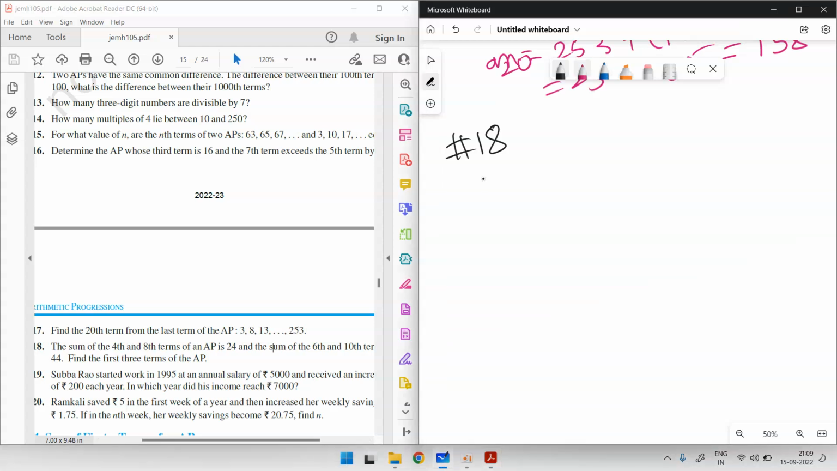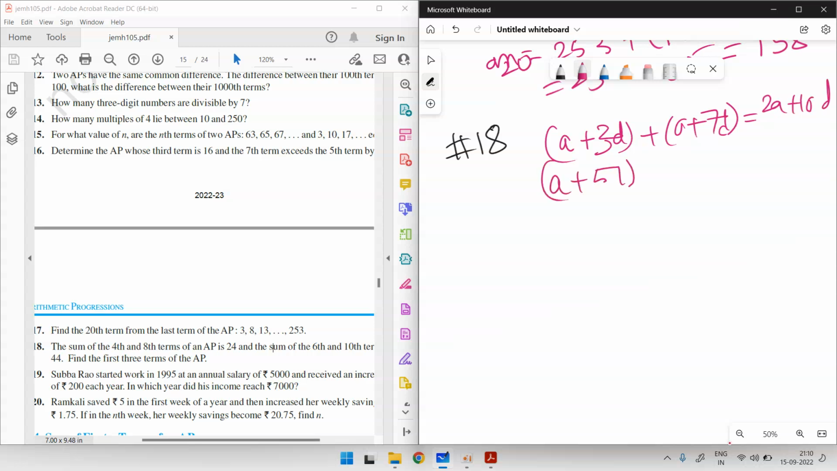The 4th term and the 8th term are a plus 3d and a plus 7d, so this is nothing but 2a plus 10d. And if you calculate the 6th term, this is a plus 5d. The nth term is a plus n minus 1 d, so the 10th term is a plus 9d.